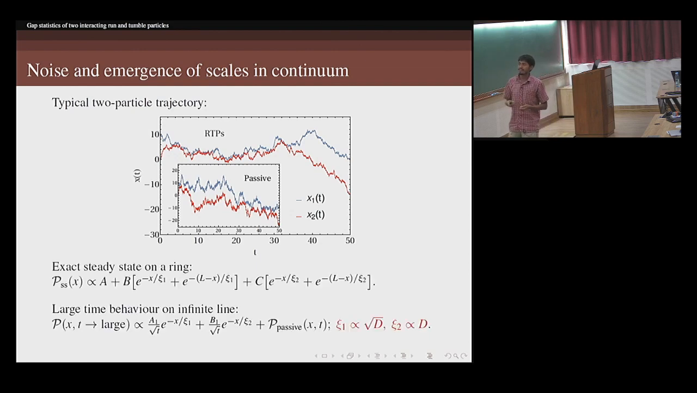You can exactly solve the system on a ring, the steady state on a ring, or you can calculate the long time behavior on an infinite line, and you see that there are new terms emerging where these exponentials are cut off by these scale factors. These xi1, xi2 are some new scales, and these scales are some simple powers of the noise strength. So as there is external noise, some scale is emerging, and when the noise is gone, there is no scale in the system, as we have seen earlier.